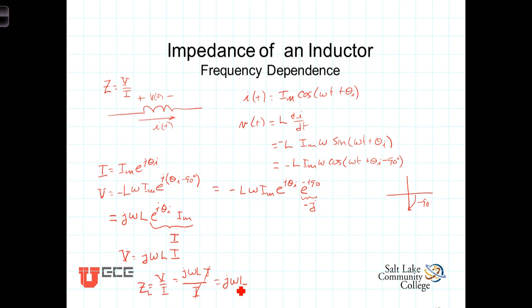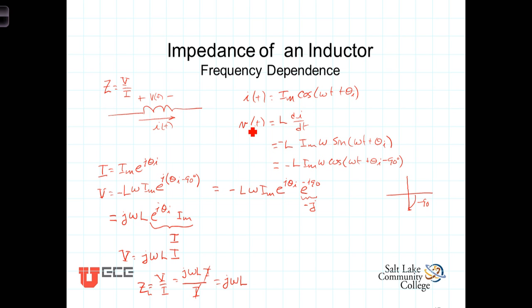Now, as omega goes to infinity, the impedance of the inductor becomes infinite, or it would be equivalent to an open circuit. In other words, at high frequencies, the derivative of the current goes to infinity, and the voltage across it goes to infinity. It's an open circuit at that point. Nothing gets through it.